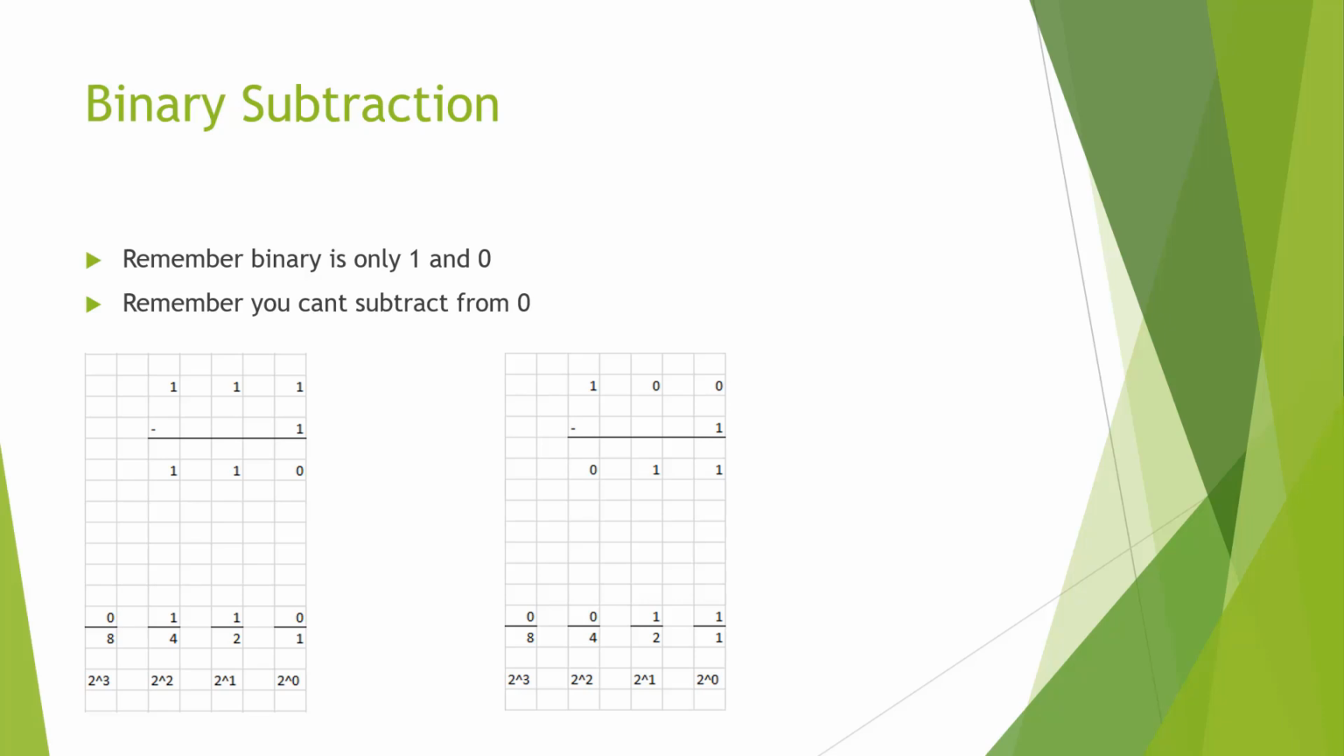If we're not sure, we can always do the math in decimal form. 1, 1, 1 converted to decimal is 7. 7 minus 1 is 6. Take 6, convert it back to binary. 0, 1, 1, 0 is 6.